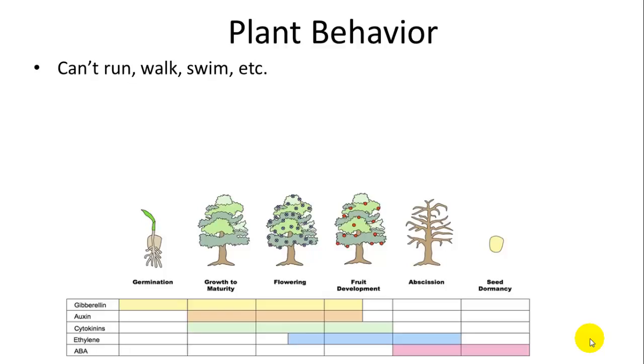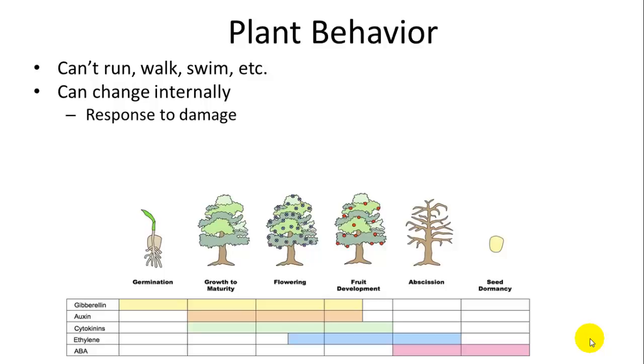All right, so plant behavior is kind of a little more basic than when looking at animal behavior, because we're not looking at how they run, walk, or swim, or touch each other or anything like that. But plants still can change their internal composition in response to stimuli. It may be in response to damage from herbivores or physical damage from storms. They can also grow in response to nutrients or sunlight, or even in response to the shading of other plants.